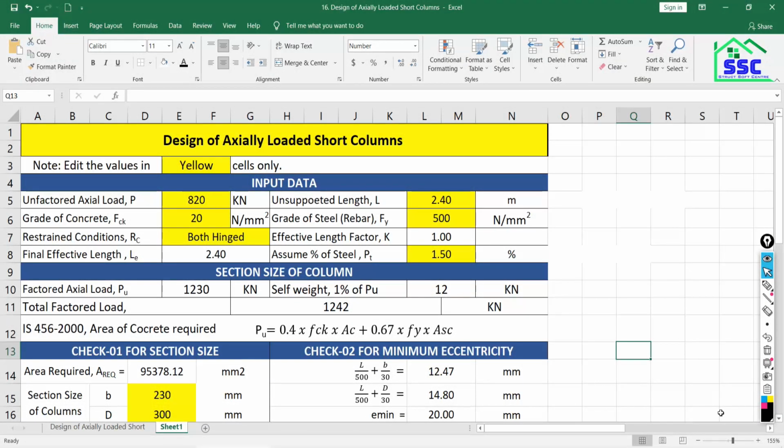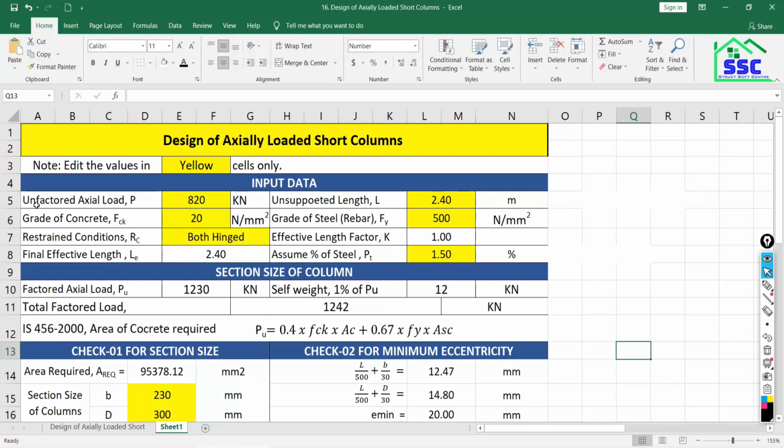Now coming back to our Excel sheet. First of all I would like to introduce this Excel sheet. You have to edit the value only in yellow cells. You don't need to change the value in the white cells, because the white cells adjust the value on their own because of the formula fed into them. So always while using this Excel sheet, keep in mind you have to edit the values in yellow cells.